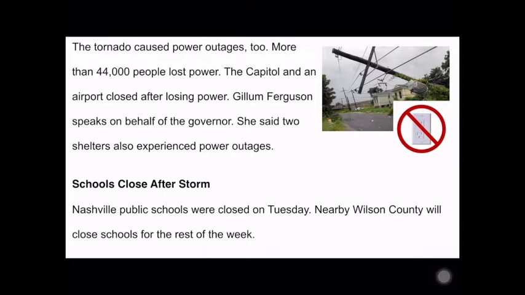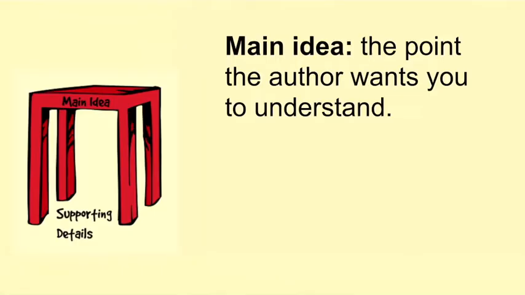Schools close after storm. Nashville public schools were closed on Tuesday. Nearby Wilson County will close schools for the rest of the week.